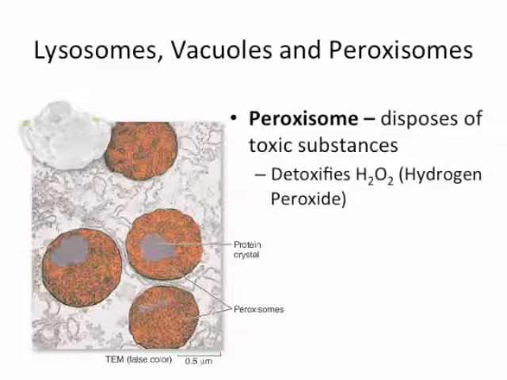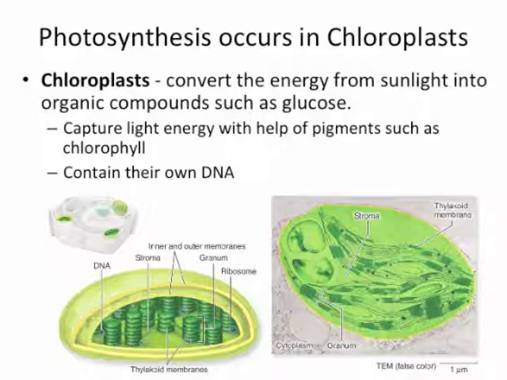There's a few other components of the cell that I want to talk about briefly, and then I'm going to show you a video that shows you a lot of these structures. So two structures that we're going to spend entire chapters on include chloroplasts and mitochondria. So I'm going to start with chloroplasts.